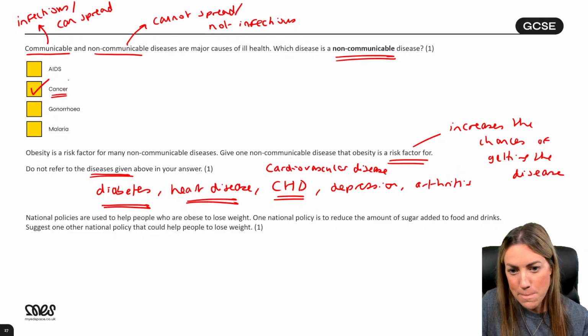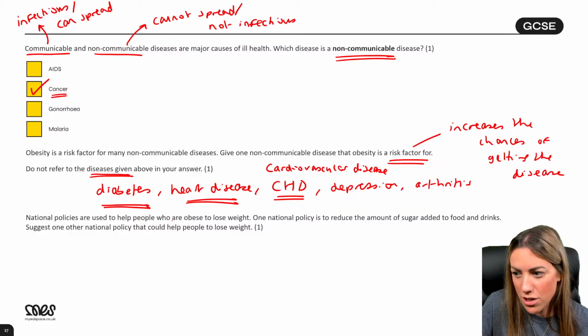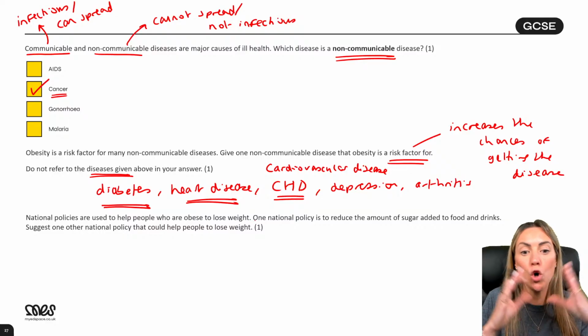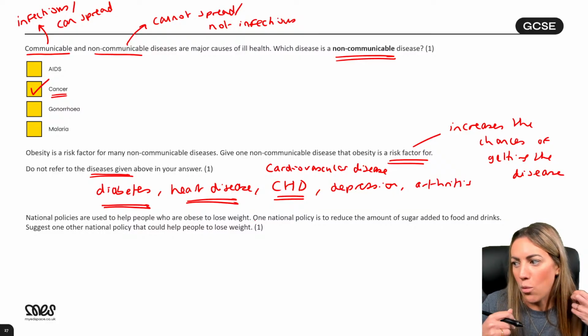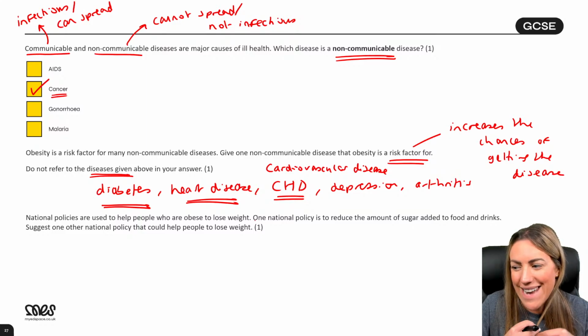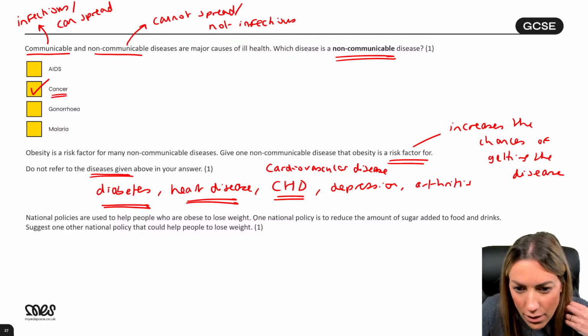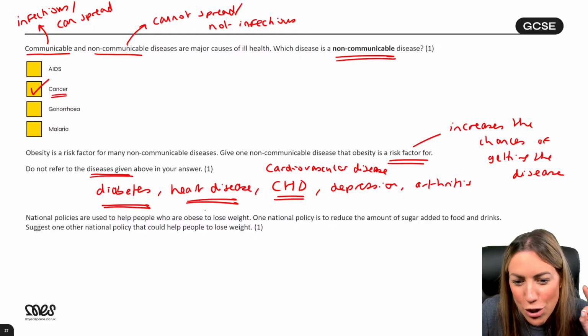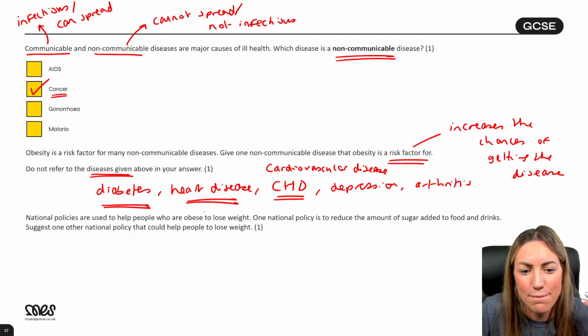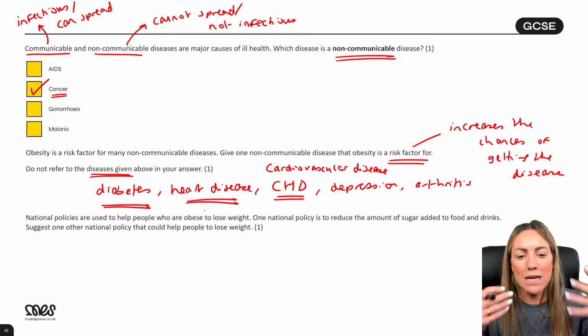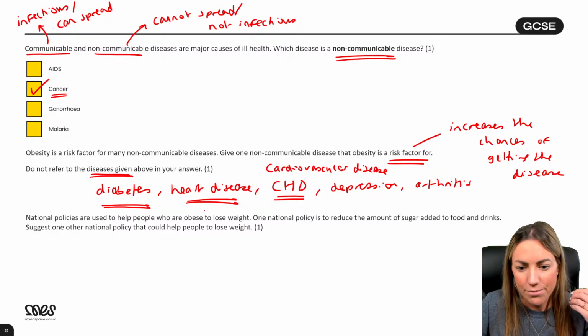Okay. Right. National policies are used to help people who are obese to lose weight. One national policy, so countrywide policy, is that we should reduce the amount of sugar added to our food and drink. Suggest one other national policy. It's got to be a national policy, as in you can't just say people should exercise more. Like, we're talking about things that the government could put in place countrywide.